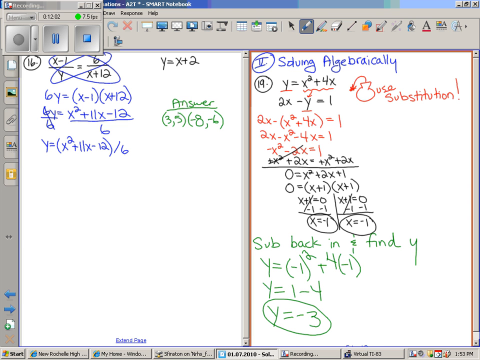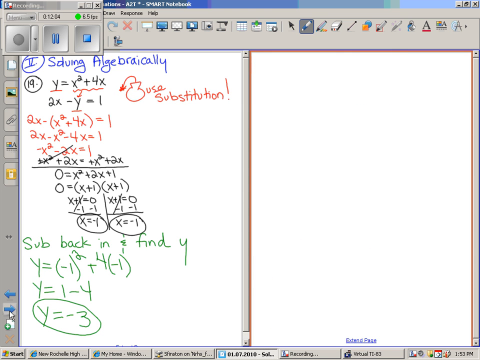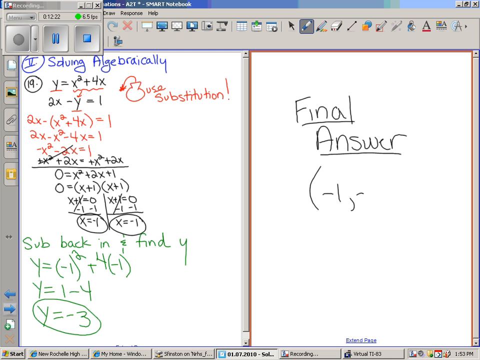But you're not done, because you can get in a lot of trouble if you leave your answer like that. Okay, a lot of trouble. I'll explain to you why. You need to write your answer down as a coordinate, just like in the other ones. Final answer? Final answer is going to be -1, -3.